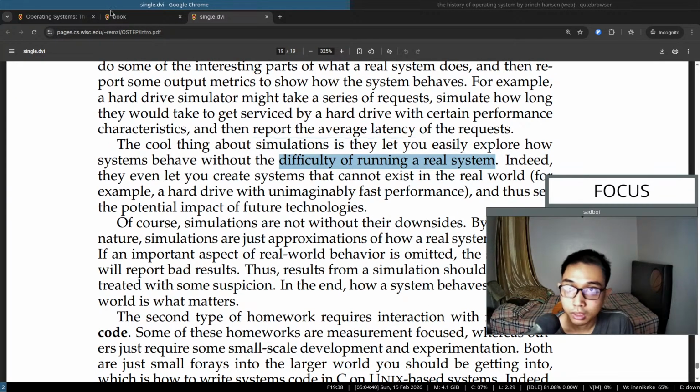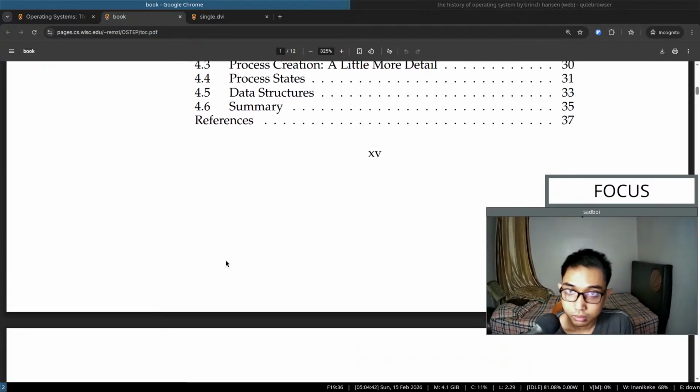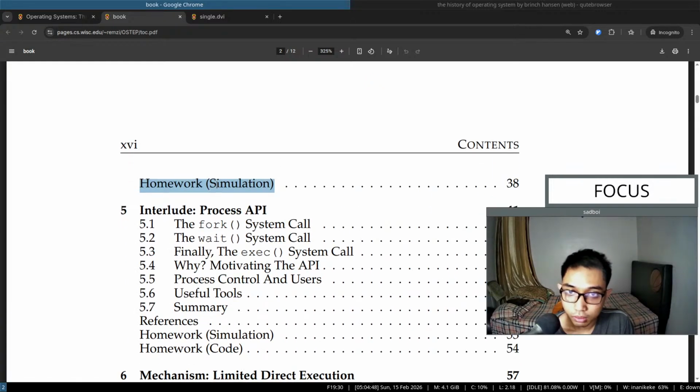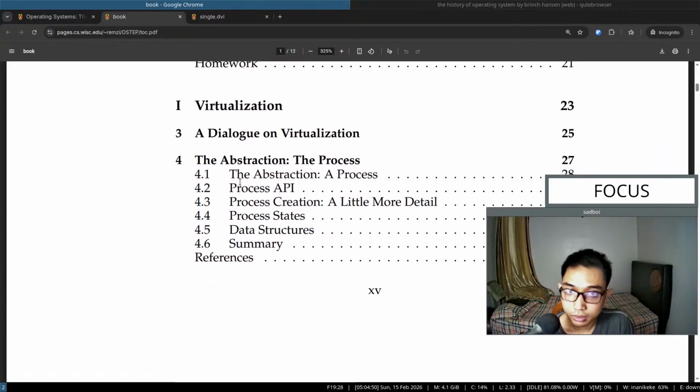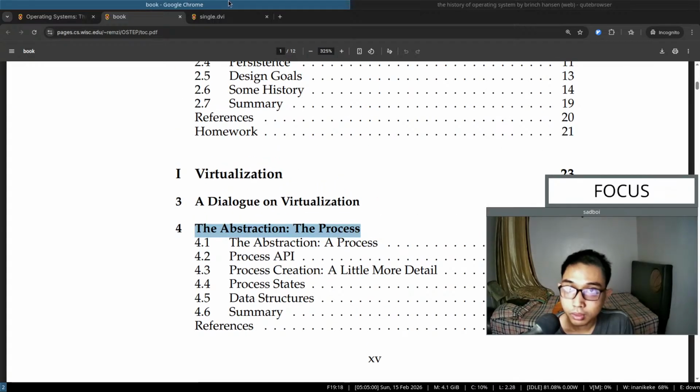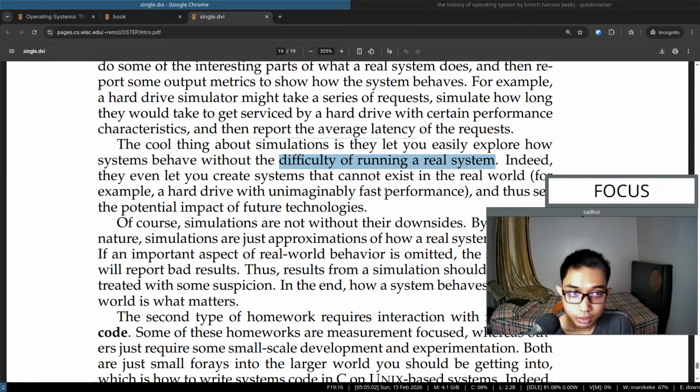Okay, so like this one maybe. We have a homework simulation for the fourth chapter, I guess. Okay.